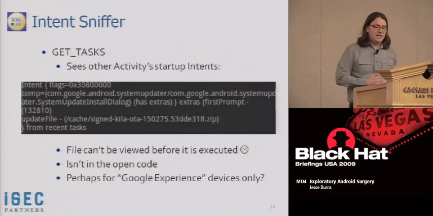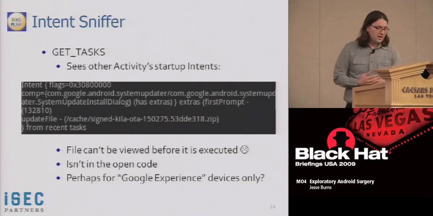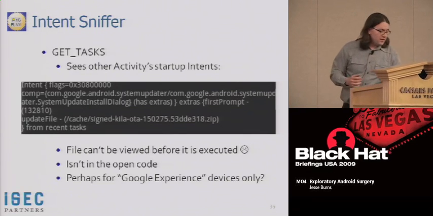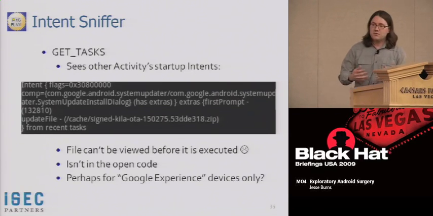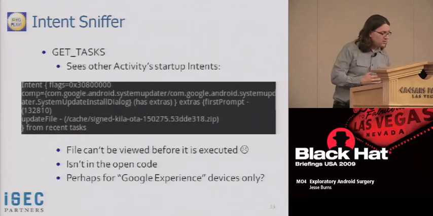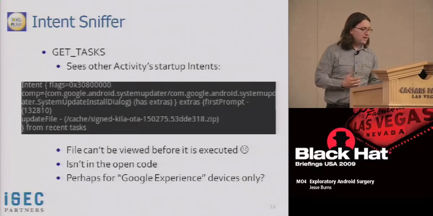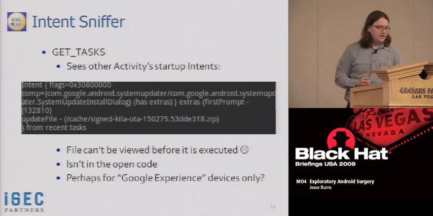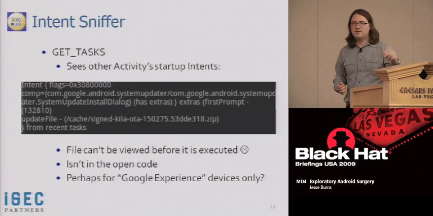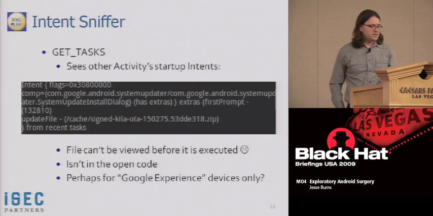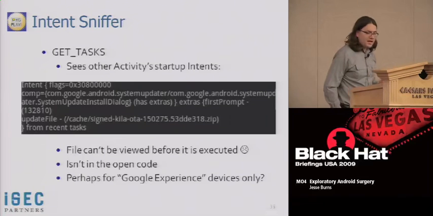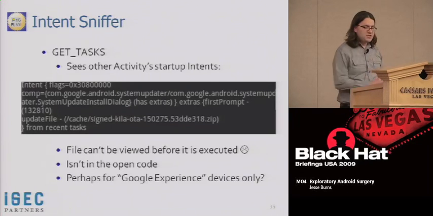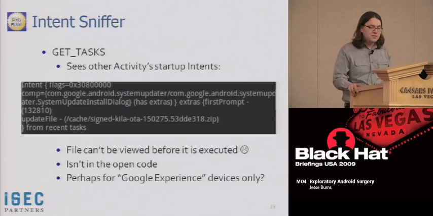So here's an example intent that's found by the Intent Sniffer. What I've got here is an intent that looks like it's a task that's running, and it was started by this intent, and its component is com Google Android System Updater, and it's the System Update Install dialog. And this is the little installer dialog that might pop up and bug you about installing an update. And if we look in it, we can see the update file is in cache, signed, OTA, blah, blah, blah. So of course, we can always download this file from the update server and have a look at it, assuming we downloaded the same one that the phone did.